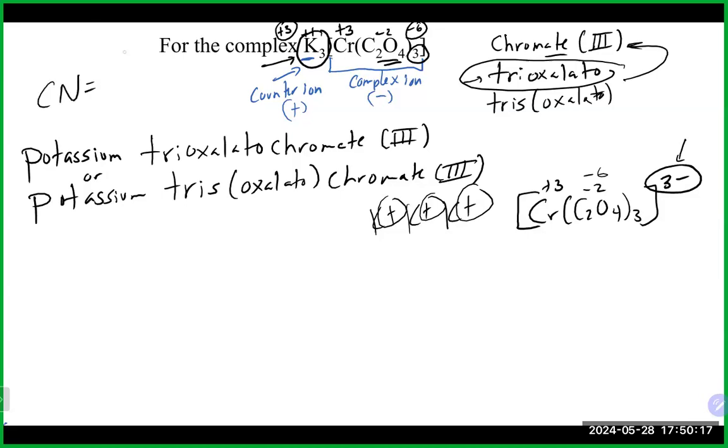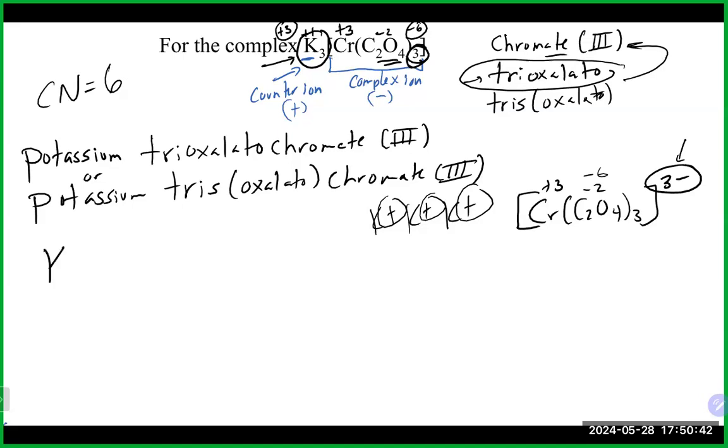Coordination number here would be 6 in this case, as oxalate can combine in 2 places per molecule. It's bidentate, and there are 3 of them, which means the 2 oxygens in each of the oxalate that are single bonded will bind to the metal, which gives you 2, 4, and 6 atoms that are directly bound to the metal, and that will give you a coordination number of 6.